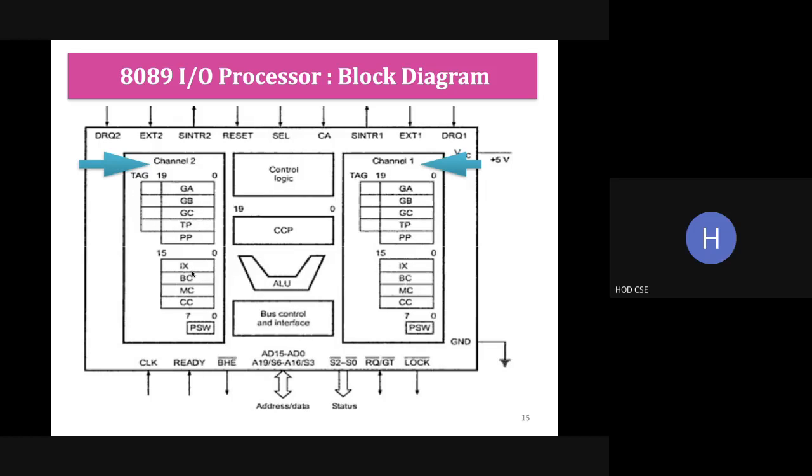Here, coming to the 16-bit registers, IX refers to the index register, which is used to store the index values. And BC is the byte count register. Byte count stores the number of bytes you are going to transfer. Suppose you are going to transfer 100 data, then 100 must be loaded into the BC register, that is the byte count register. So for every data transfer, this byte count register value will change.